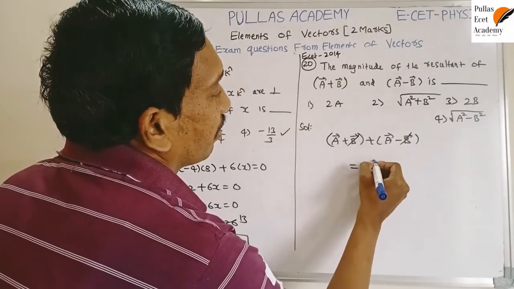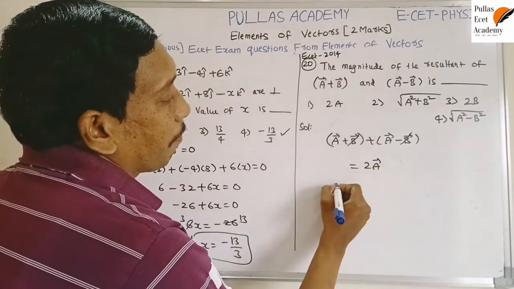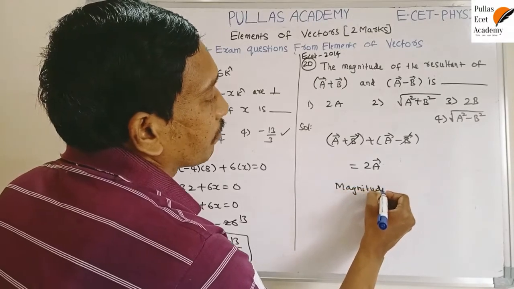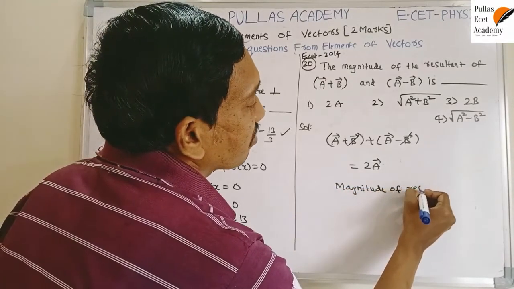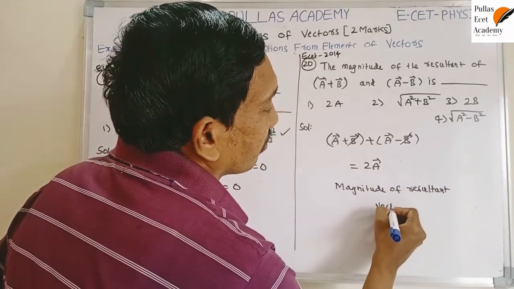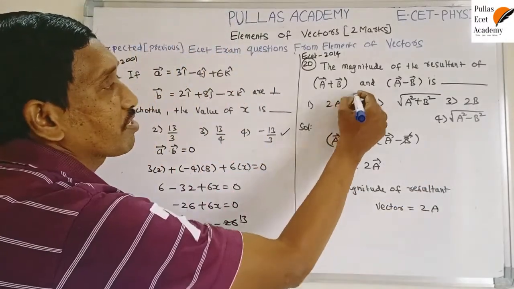You get 2a bar. This is the resultant vector, but the answer is given only as magnitude. The magnitude of this resultant vector is equal to 2a. So this is the answer. That's the first option, which is correct.